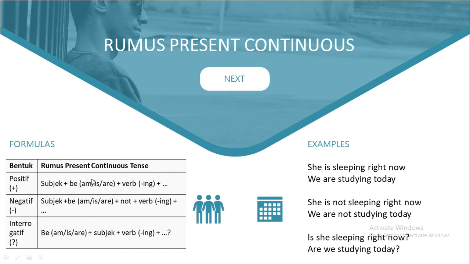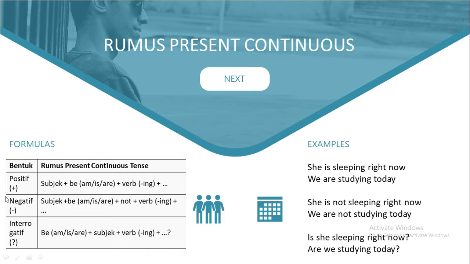For the positive form, you add subject plus be. You choose one of these be, am, is, are, based on the subject that you have, and then you add verb one plus ing. And here in the blank space, you can add another object to make your sentence complete. But if you don't want to add the object, it's okay.